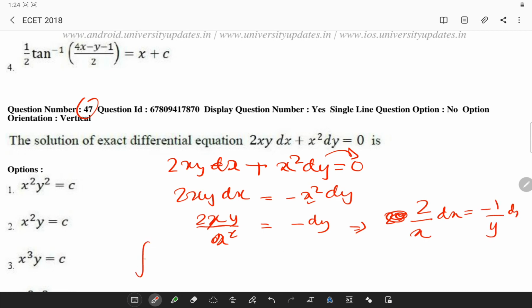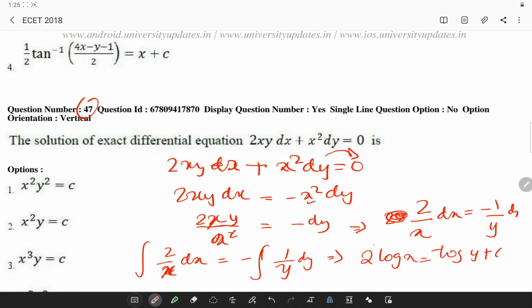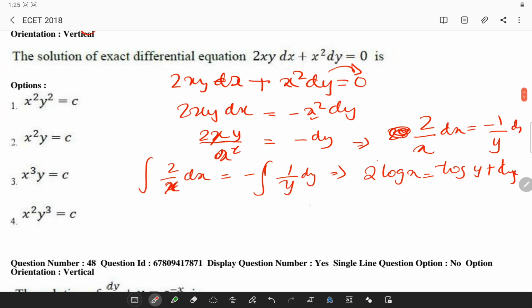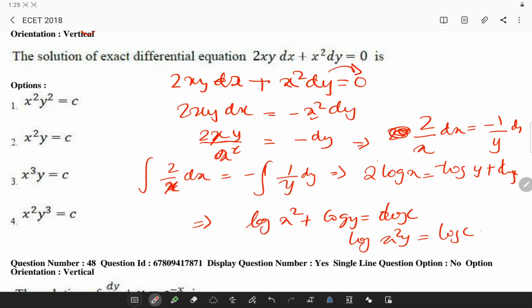If I apply the integral to both sides, the integral of 2/x dx is equal to the negative integral of 1/y dy. I will be left with 2 log x = −log y + log c. So I will have log x² + log y = log c, or log(x² y) = log c, or x² y = c. So the answer is option number 2.